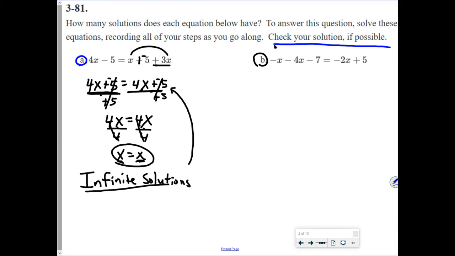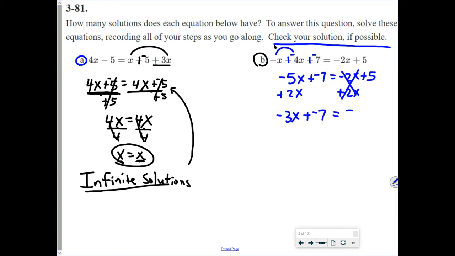Okay, here we go. So I'm going to combine like terms. That's one thing I want to do. Oh, I'm going to do plus negative and plus negative first, just to take care of that. Negative x and negative 4x is negative 5x. Plus negative 7 equals negative 2x plus 5. Now, I can get rid of 2 of these x's. See these 2 negative x's and 2 negative x's over here? However, if that's a little confusing for you, think about it this way. If I want to get rid of 2 negative x's, I'm going to do plus 2x over here and plus 2x over here. Adding 2 positive x's cancels this out. Here I'd end up with negative 3x plus negative 7 equals 5.